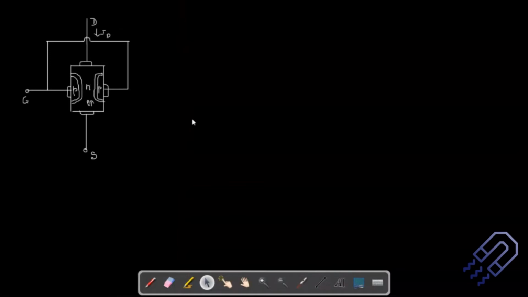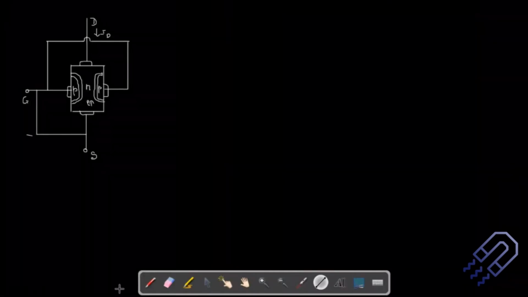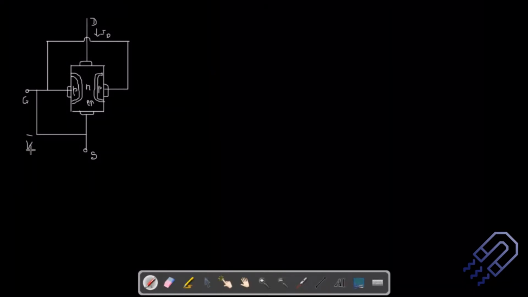So let me just give some potential now. What I'm going to do now is apply some potential. So we have this here, and we have it here. What is the potential here? We are just going to write it down. The gate source voltage is maintained at a potential of VGS equal to 0.